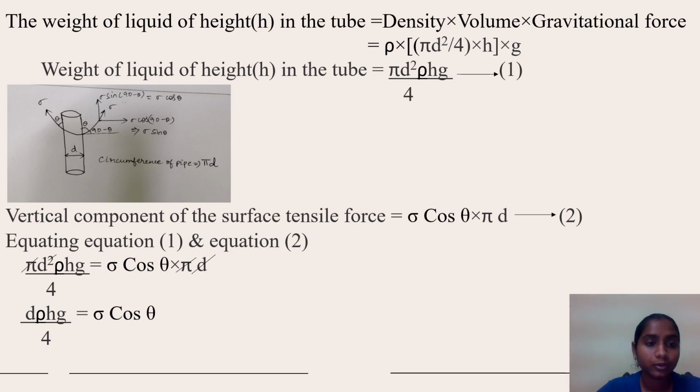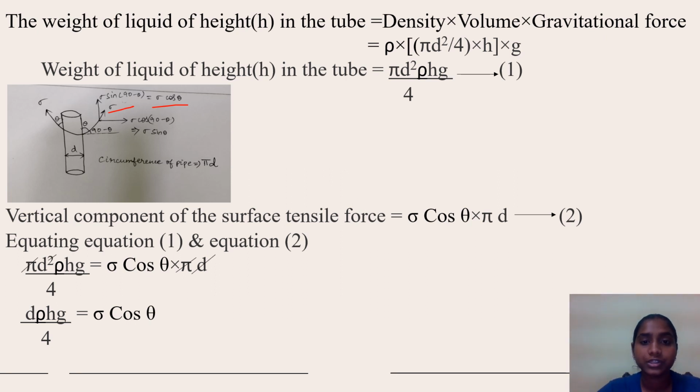Next, we have to resolve the surface tension component into horizontal component and vertical component. Upon resolving, we will get sigma sine 90 minus theta, which is sigma cos theta, and horizontal component we get as sigma cos 90 minus theta, which is sigma sin theta. Since we want vertical component of the surface tensile force, we consider sigma cos theta into pi d. Pi d is the circumference of the pipe.